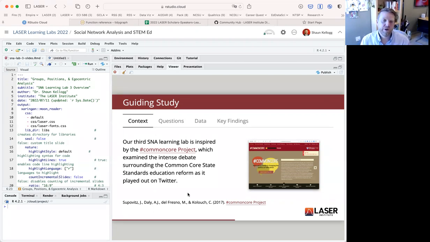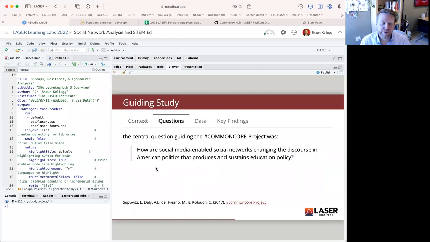It's called the #Common Core project. What they did was examine this Twitter debate over the Common Core state standards from a number of different angles. They did network analysis, a lot of text mining, and some traditional qualitative analysis, and it was really interesting. What they were really looking at for this particular aspect was how social media enabled social networks are changing the discourse in American politics that produce and sustain education policy. That's a really, really broad question.